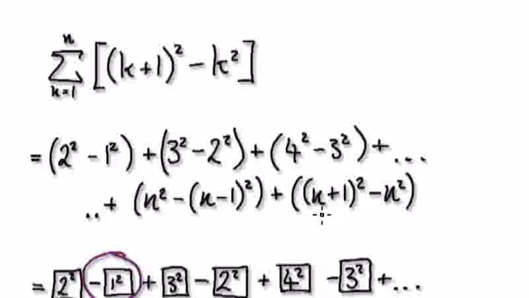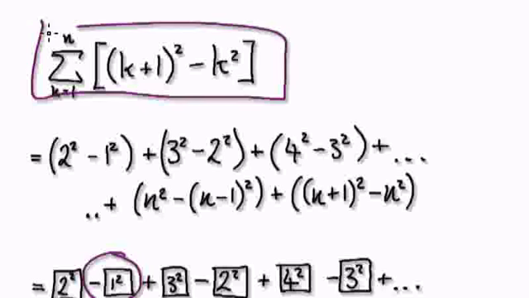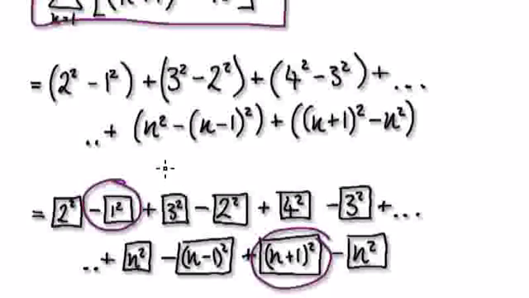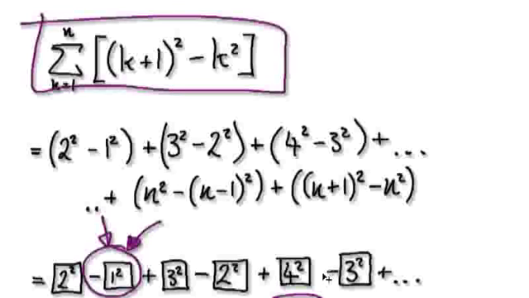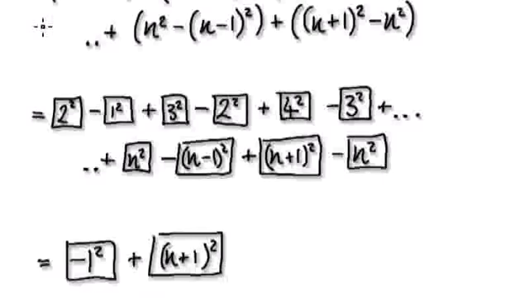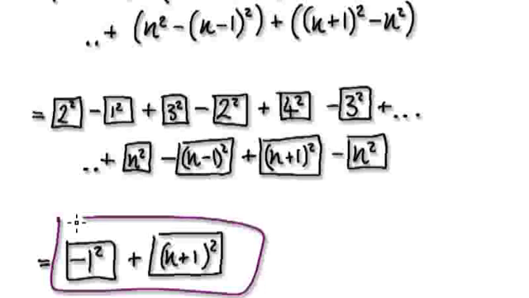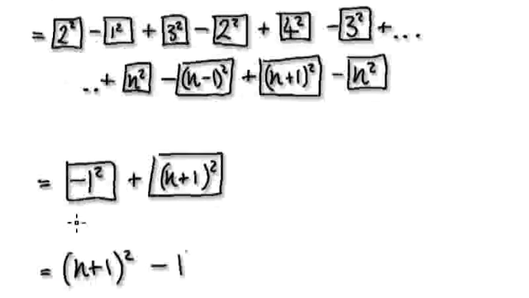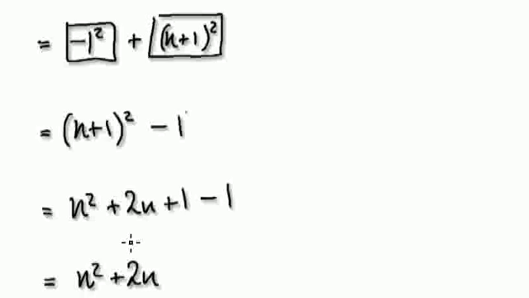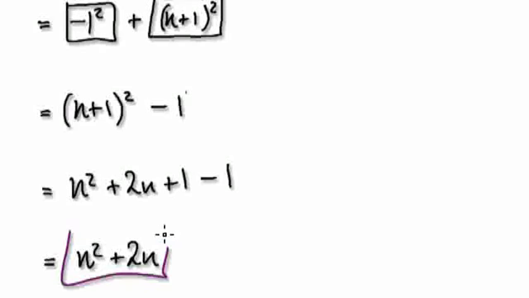So when you consider this thing here, they will all cancel each other out, and the only ones left will be this one here and this one here. So this whole thing here really becomes this. Now tidy this up, and it will then give you this.